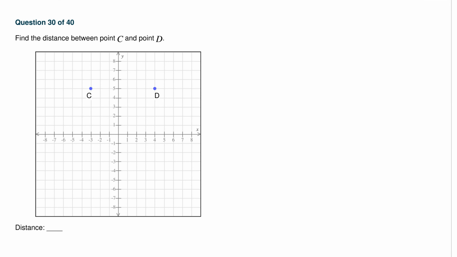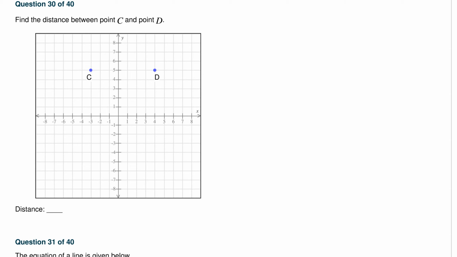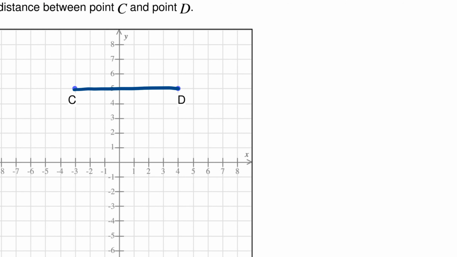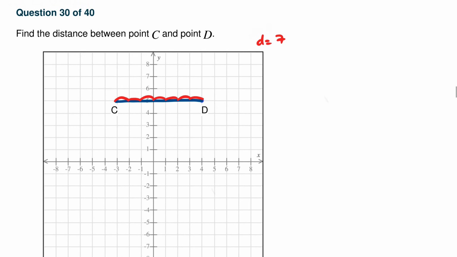Alright, problem 30. Find the distance between point C and D. For this one, it's super easy. Seeing as they line up correctly, if I make a line from C to D, you can count the distance. C to D is 1, 2, 3, 4, 5, 6, 7. So I expect the distance to be 7. That's just one way to go.